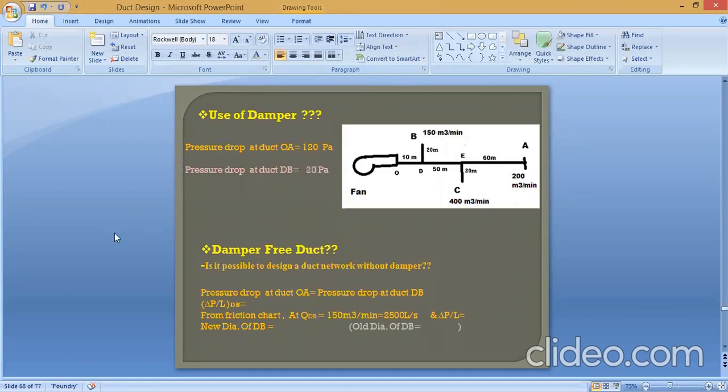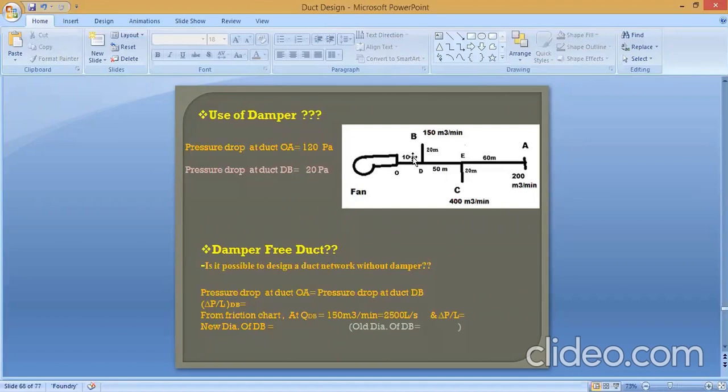Now students, tell me, if you are selecting the fan, I told you that fan selection is based on the pressure drop in the highest duct, which is 120. So while designing this duct, you will choose a fan which will overcome this 120 pascal, right? When that air flows through this section, what will happen? The length of this DB duct is less, plus its resistance is also less, meaning the pressure drop is only 20.